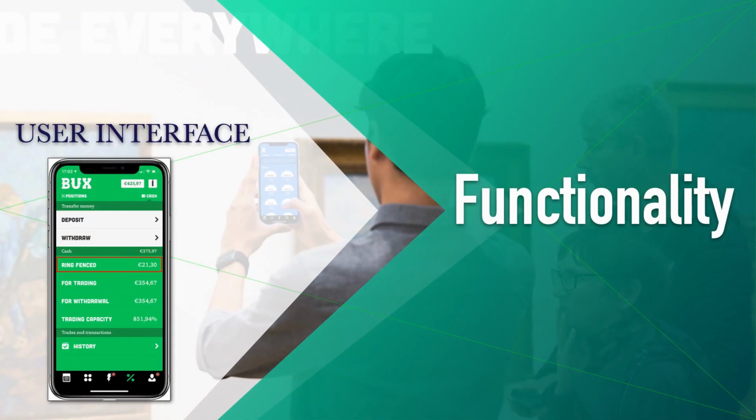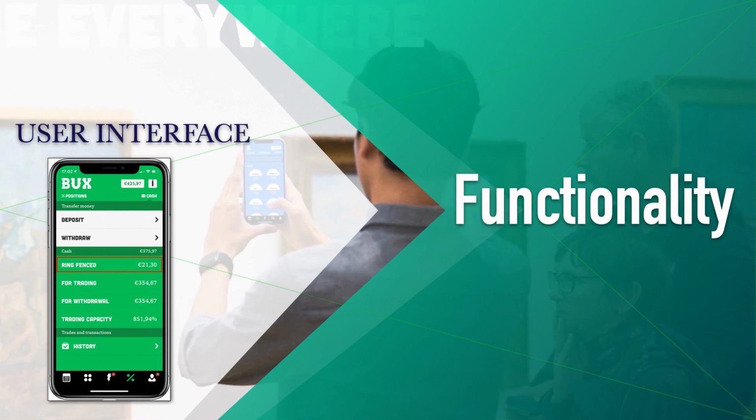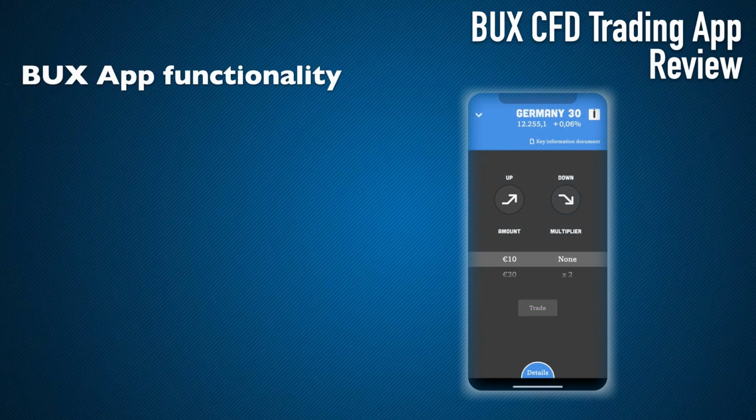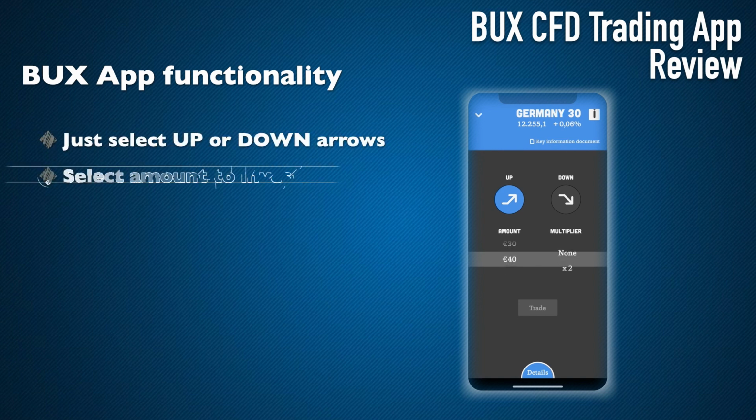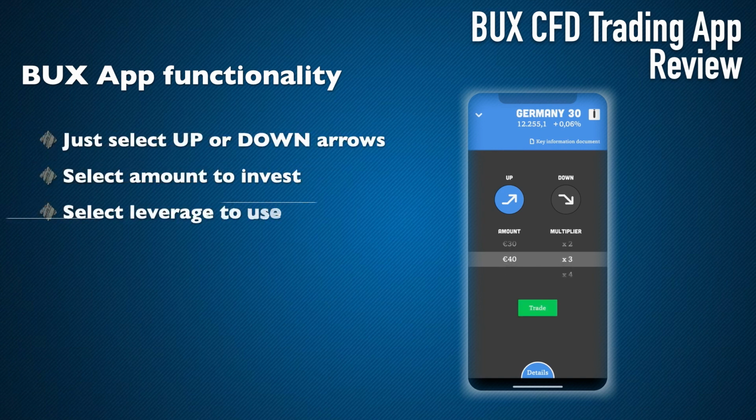When it comes to functionality, the BUX app has really been designed with usability in mind. It feels quite intuitive and is easy to use. You just place an order by selecting up or down, then scroll to the amount you want to invest, and then you scroll to the leverage you want to use. This gives you a really good overview of how much capital you're actually risking, unlike in some other CFD trading apps.